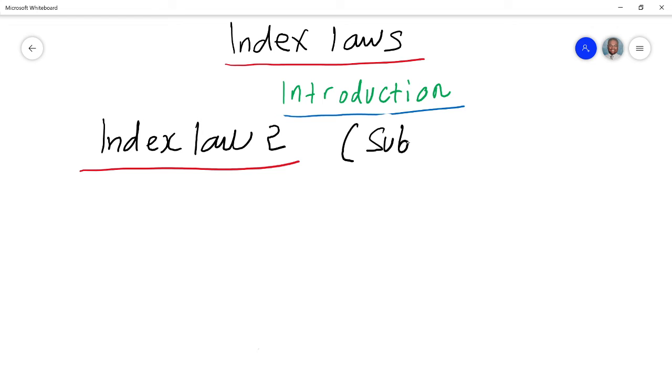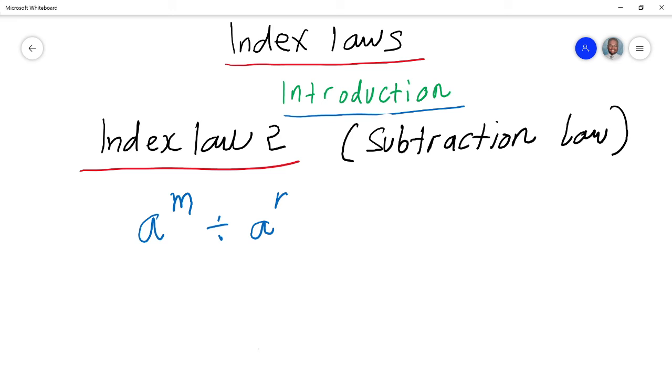So we call it the subtraction or the division law. Let me give you a simple illustration. Suppose you've got a to the power m divided by a to the power n. First, a comparison: suppose you've got a to the power m times a to the power n. You know by now that is a to the power m plus n. We're adding the powers when we've got multiplication.